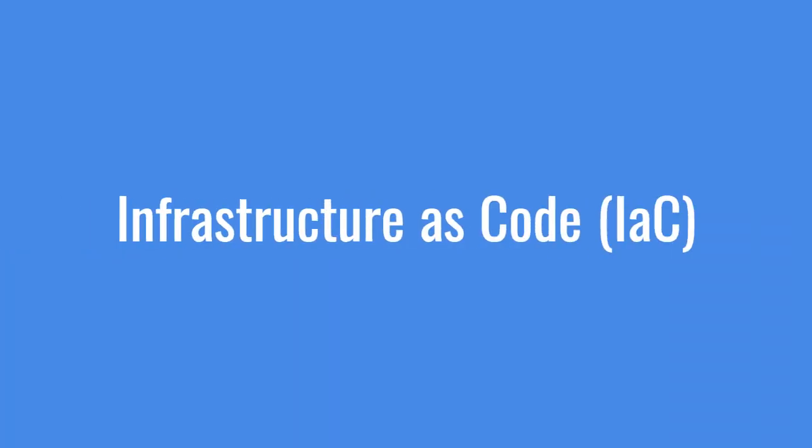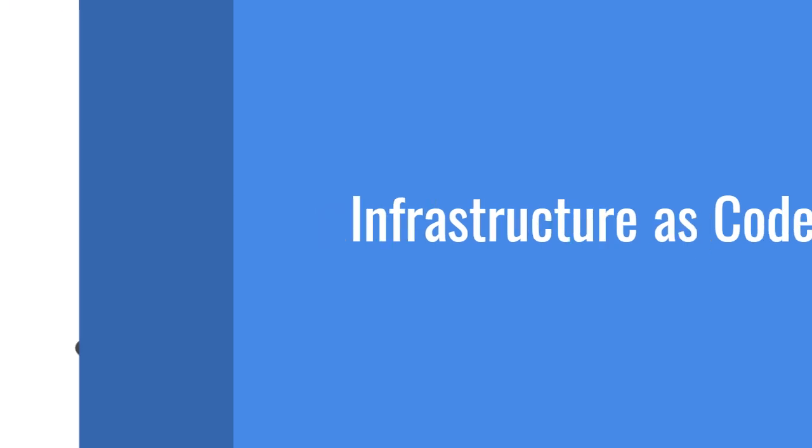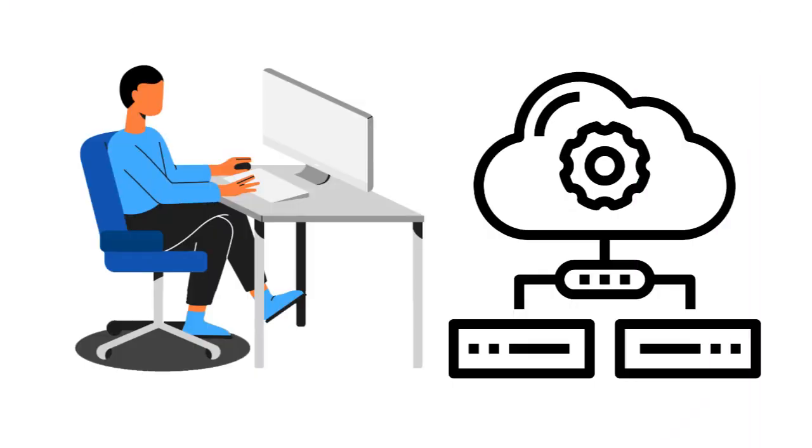Then infrastructure as code, IaC. Friend, this is a new concept here: infrastructure as code involves managing and provisioning infrastructure through machine readable script files. Tools like Terraform and Ansible are used to define and automate the deployment of infrastructure components, ensuring consistency and repeatability.